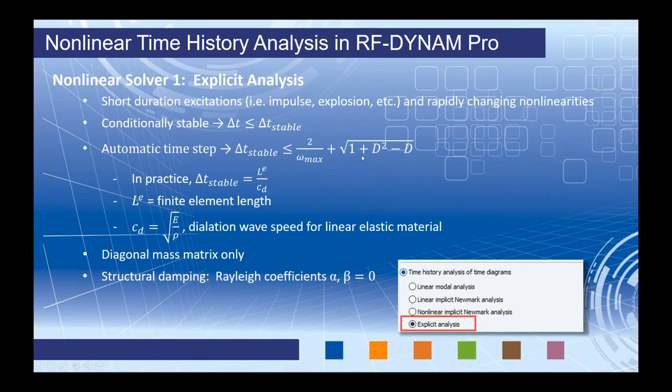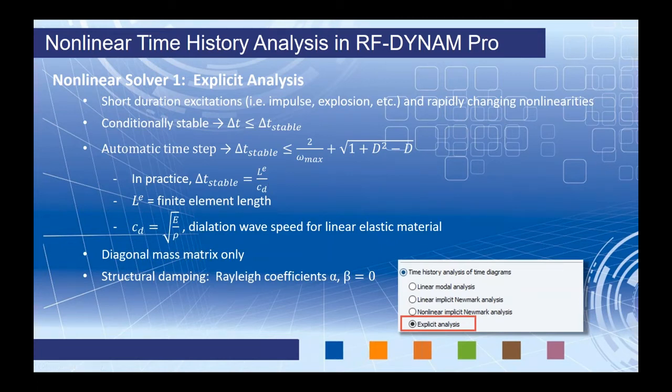Now, remember that I said with either one of these solvers, you do not need a natural vibration case. So without the natural vibration analysis, how do we determine what omega max is? Well, we don't. In practice, delta t stable will be utilized as this equation here, L_e over C_d, where L_e is our finite element length, C_d is the square root of Young's modulus over the density, or the dilation wave speed for linear elastic material. So this is how we estimate what delta t stable will be without the natural vibration analysis.